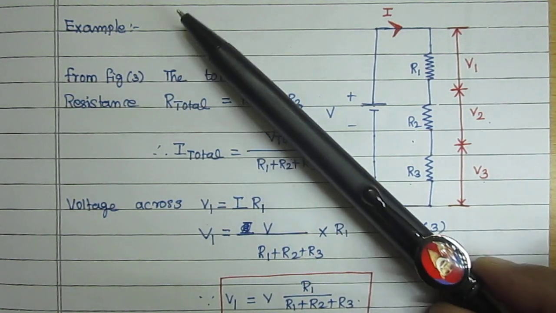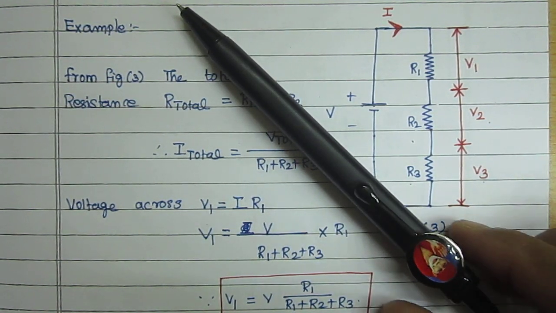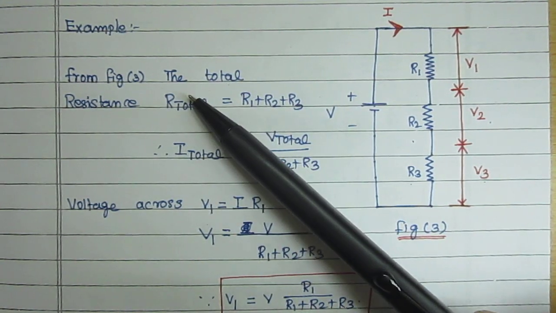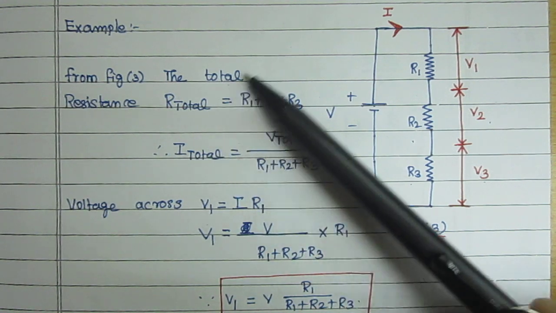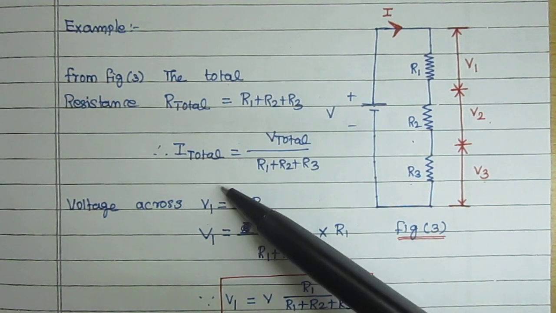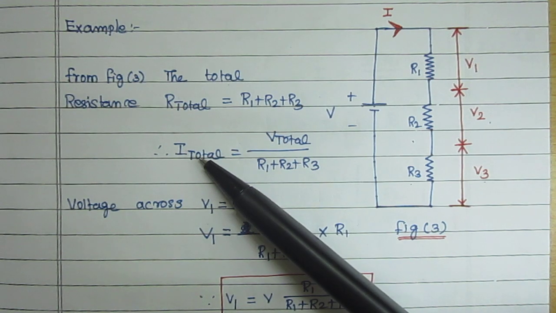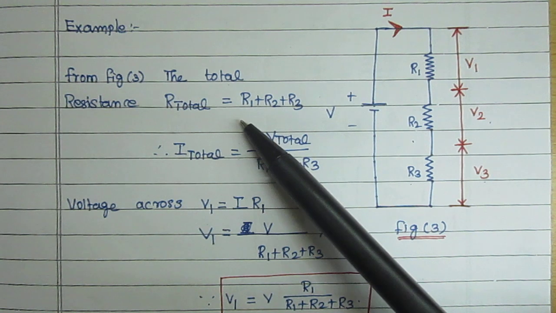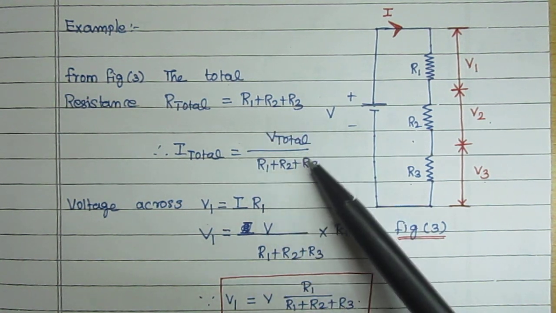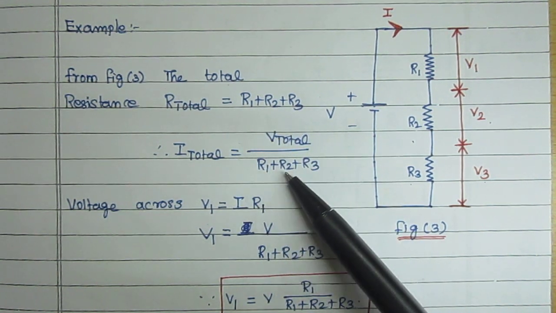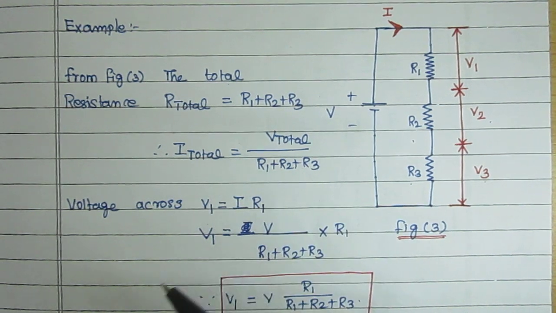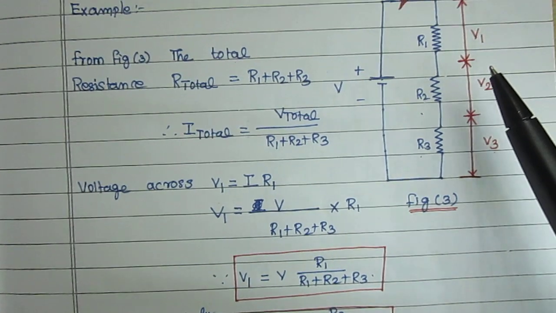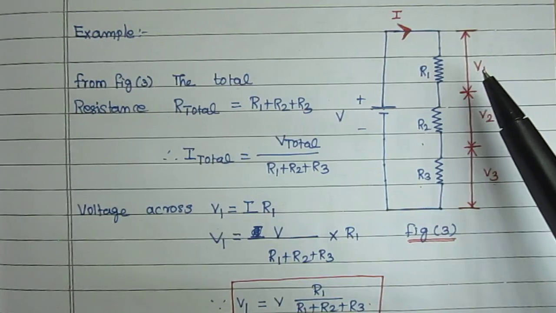As we already discussed in the DC series circuit, the total resistance is equal to the sum of all resistances, and the total current I total is equal to V total divided by the total resistance. The total resistance is R1 plus R2 plus R3, so here we substitute that value. Now the voltage across R1, we are going to find.